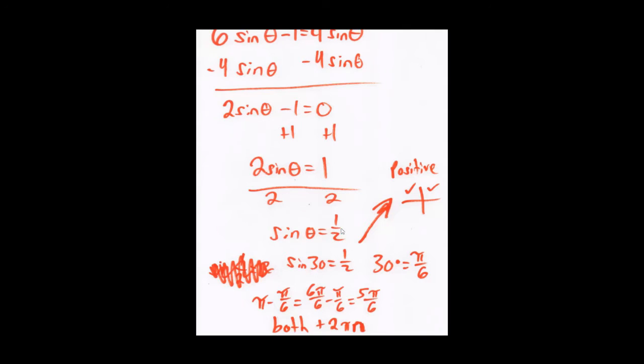Good old 1/2, that's positive sine, that's positive y, quadrants 1 and 2. Using our chart, we did see that sine of 1/2 is 30. And of course 30 is pi over 6 in quadrant 1. We subtract it from pi, or 6 pi over 6 in quadrant 2, to get 5 pi over 6. And of course we take them both and add the 2 pi n and separate them with a comma.